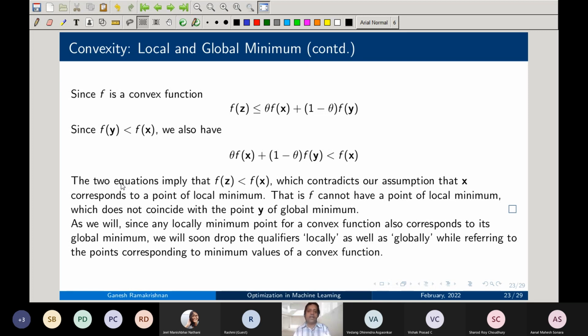So then how is x a point of local minimum which is different from a point of global minimum? It's not possible. So that's what we have written here. F cannot have a point of local minimum which does not coincide with the point y of global minimum. This is a key. Any questions?